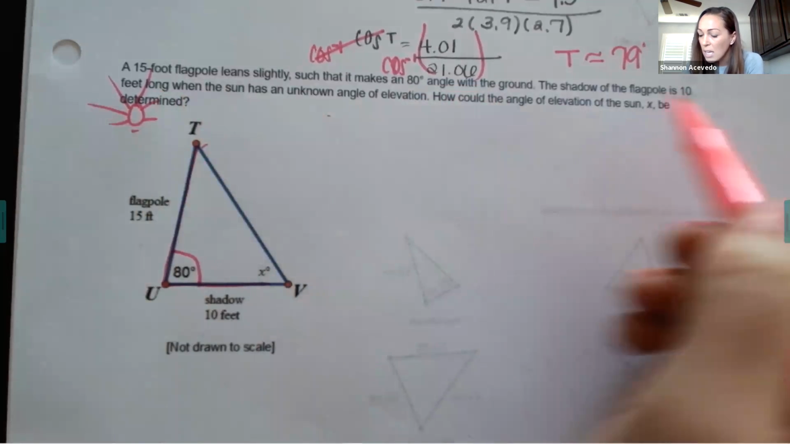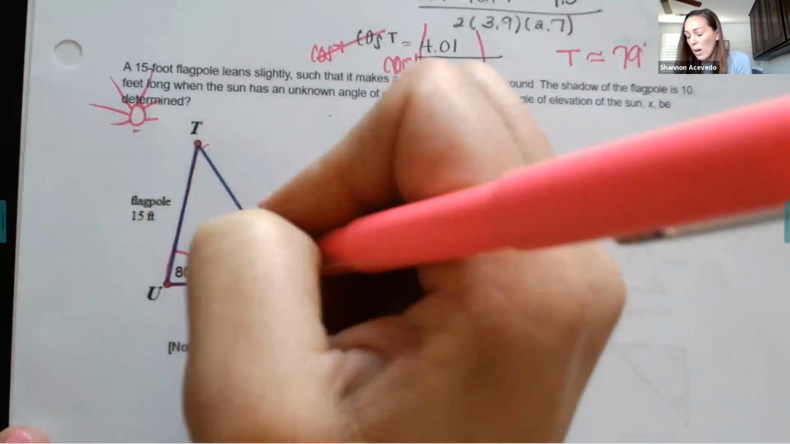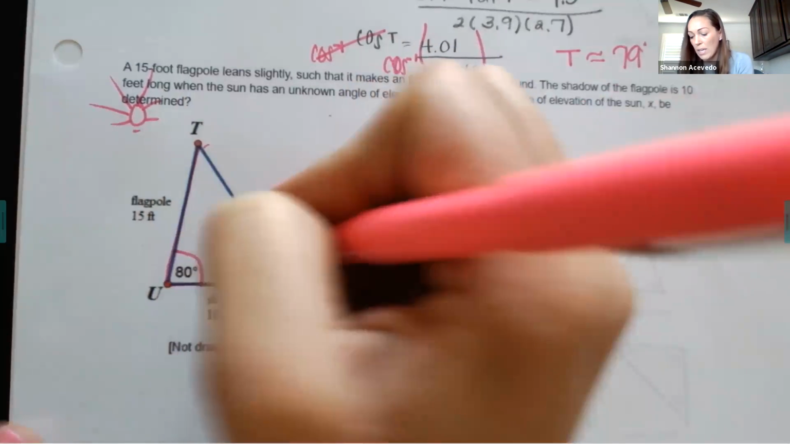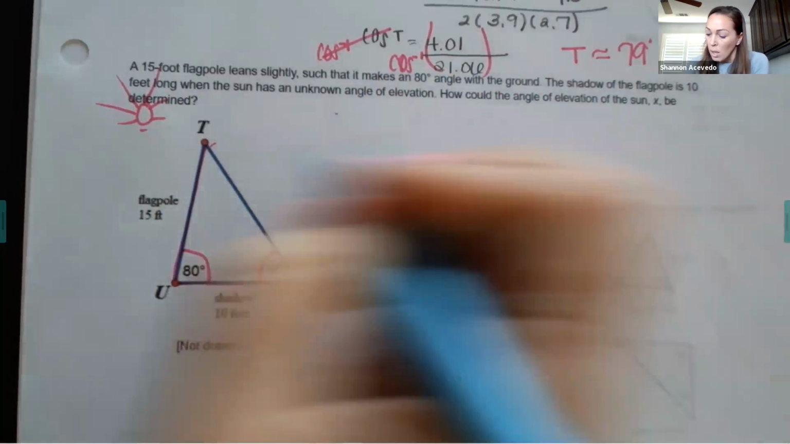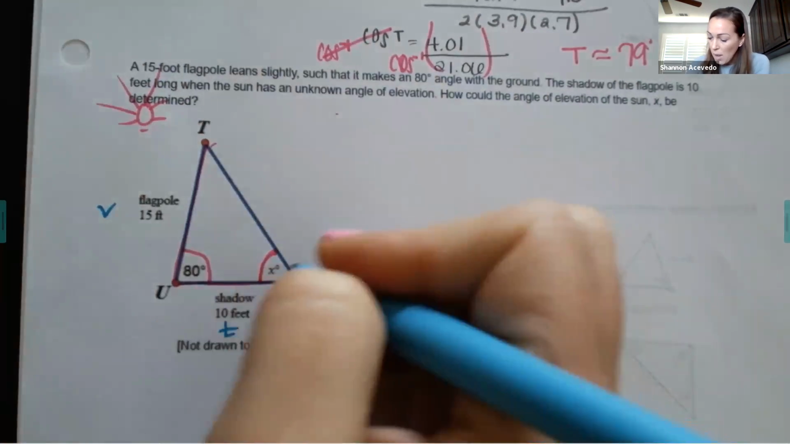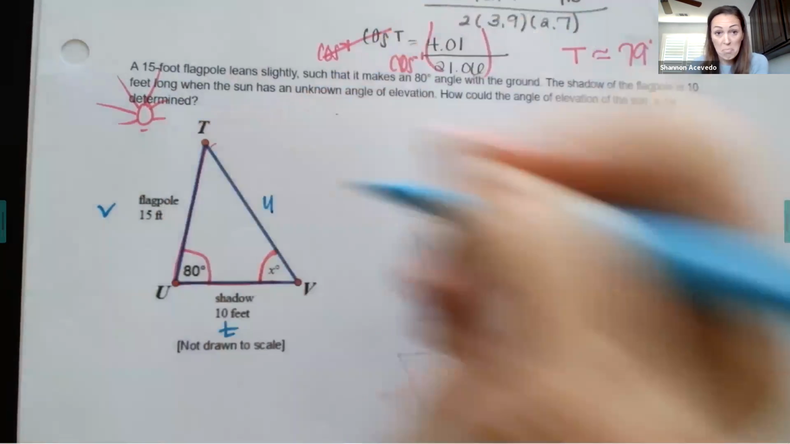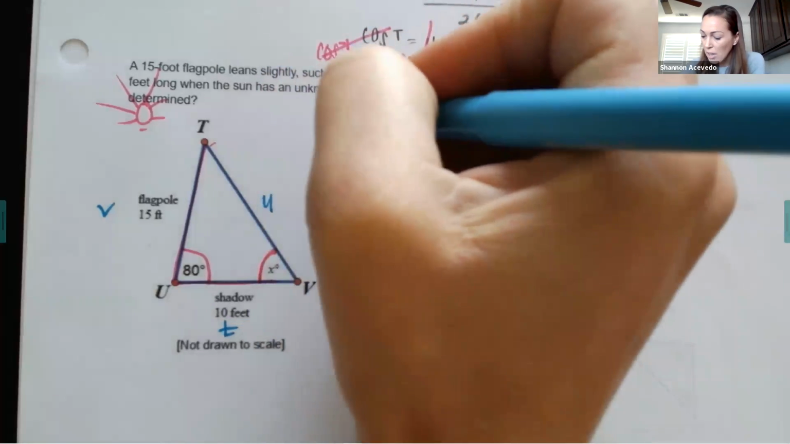All right, it says, how could the angle of elevation of the sun, X, be determined? So how can I figure out this value? How can I figure out this angle right here? All right, so I look here and I go, what am I given? So I know this is going to be my side T, this is my side V, this would be my angle U. Don't know my angle U. So I'm going to put my box of information together.